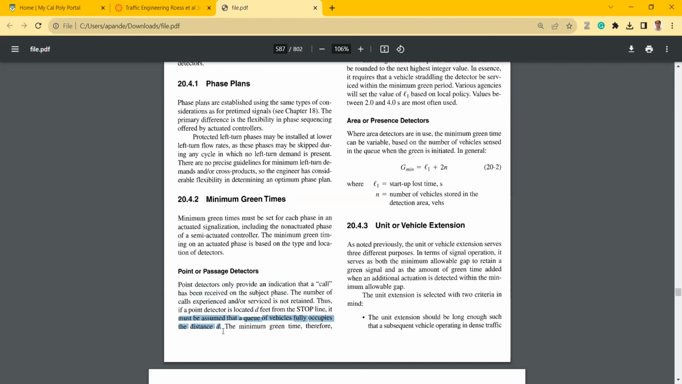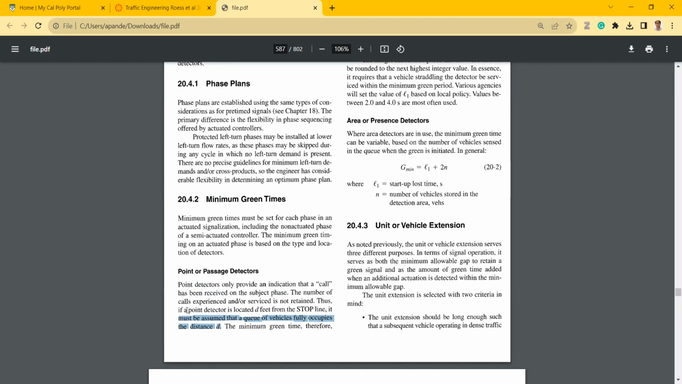So I'm going to draw an approach. If this is your stop line, and your detector is located at a d distance away from the stop line, right? If you detect a vehicle here, let's say you detect a vehicle right here, you are assuming that this vehicle that you're detecting right here, right, is stopped here. That means all of this distance is occupied. Okay? So that's what you have to assume. This is what it means by that.